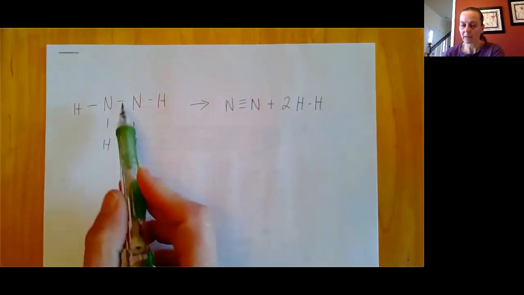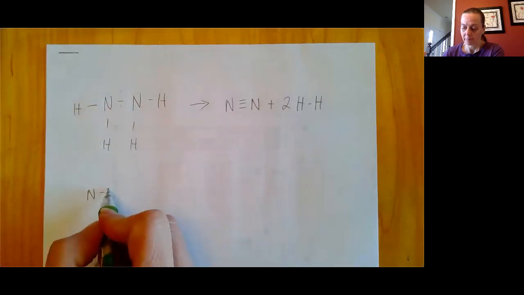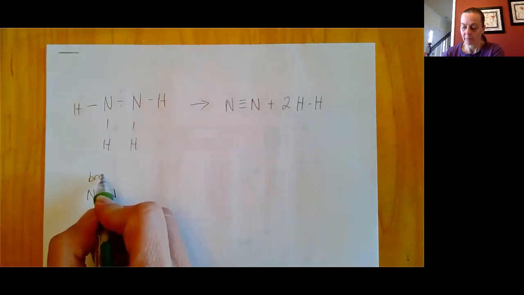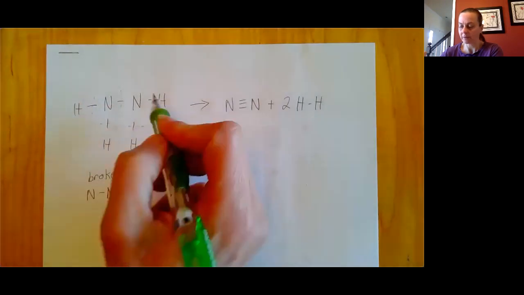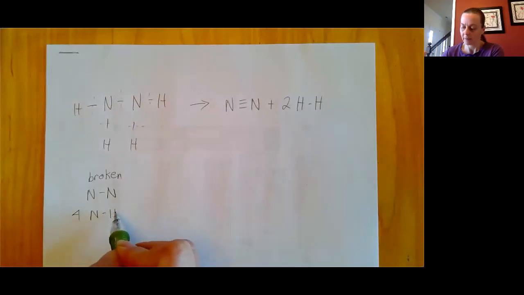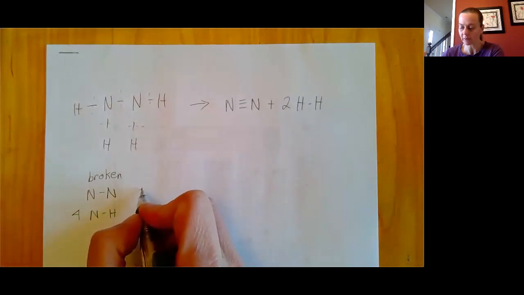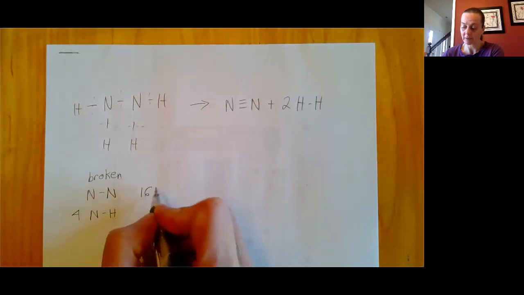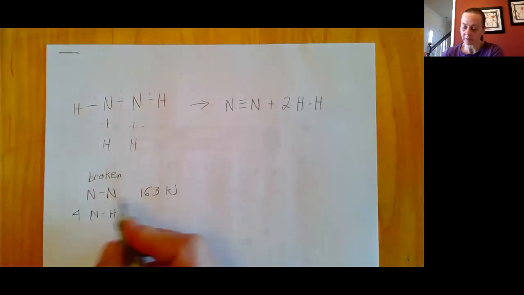So we're breaking a nitrogen to nitrogen bond, and we're breaking all of these nitrogen to hydrogen bonds. So we're breaking 4 nitrogen to hydrogen bonds. And when we look at our table, we see that the bond enthalpy of the nitrogen to nitrogen single bond is 163 kilojoules. And the enthalpy of the nitrogen to hydrogen bond is 391 kilojoules.